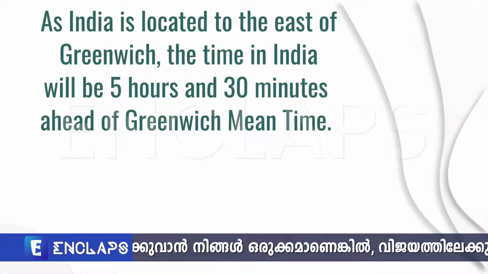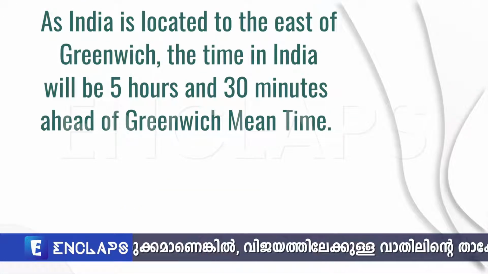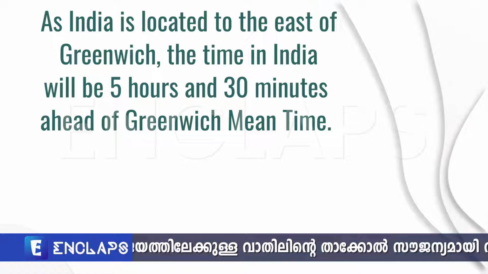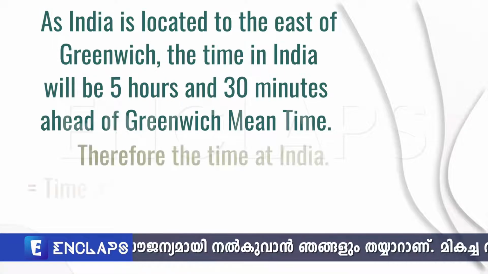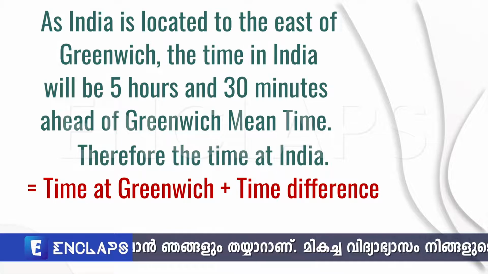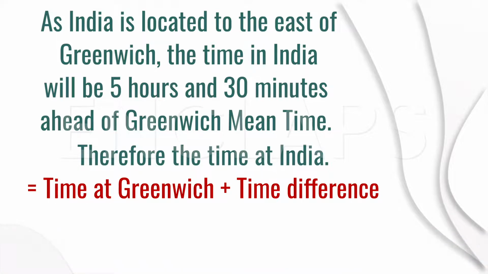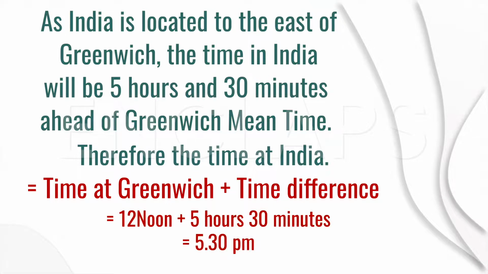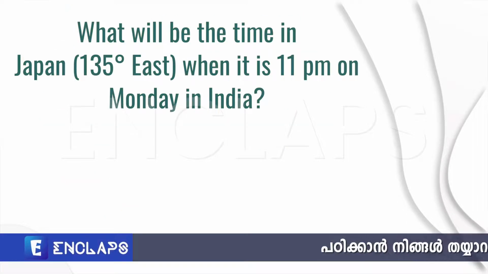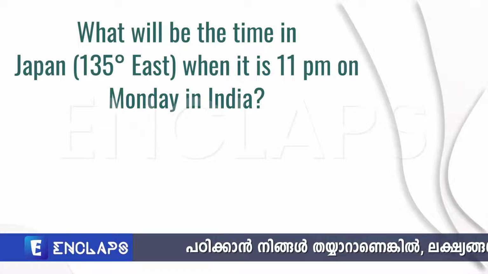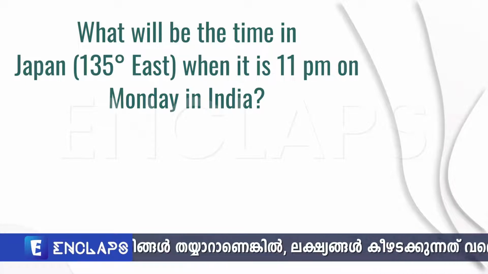As India is located to the east of Greenwich, the time in India will be 5 hours and 30 minutes ahead of Greenwich Mean Time. Therefore, the time in India is equal to the time at Greenwich plus the time difference, that is 12 noon plus 5 hours 30 minutes, that is equal to 5:30 pm. What will be the time in Japan, that is 135 degree east, when it is 11 pm on Monday in India?